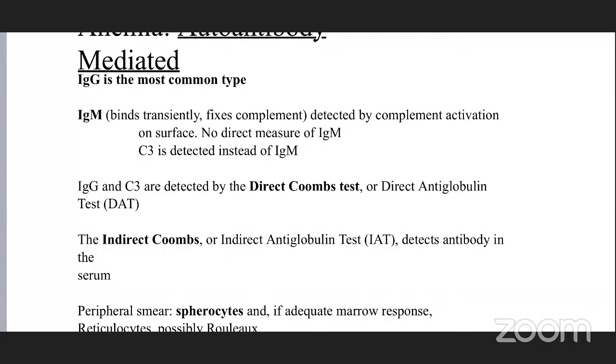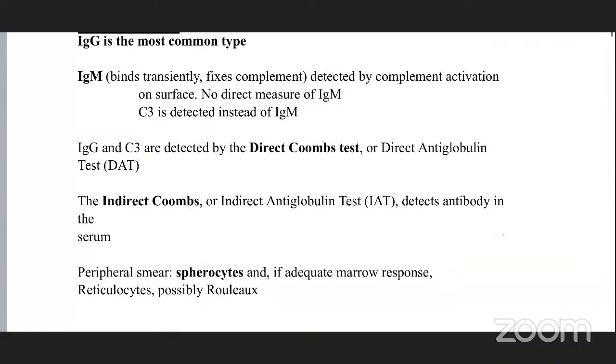IgG and C3 are detected by the direct Coombs test or direct antiglobulin test, which is called DAT. So the direct Coombs test detects IgG and C3, and we mentioned that C3 is instead of IgM. The indirect Coombs test or indirect antiglobulin test, IAT, detects antibody in the serum. On the peripheral smear, we look for the findings, and if there is an adequate marrow response, reticulocytosis, possibly rouleaux.